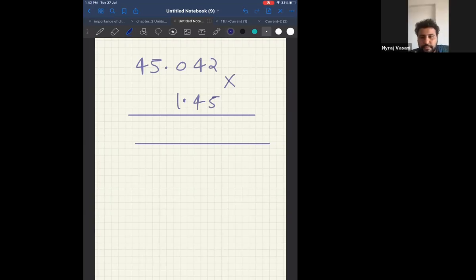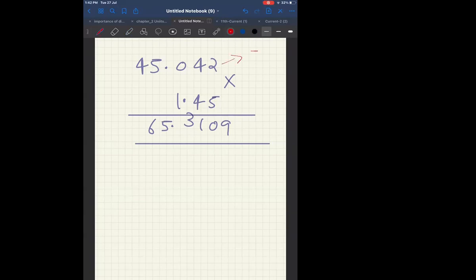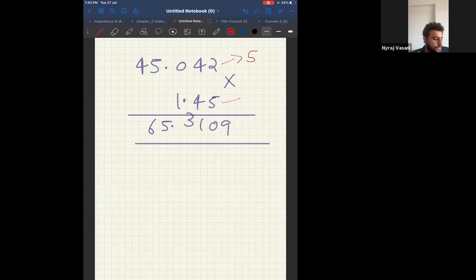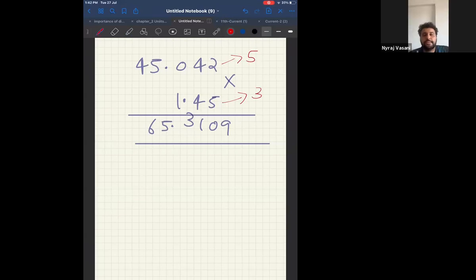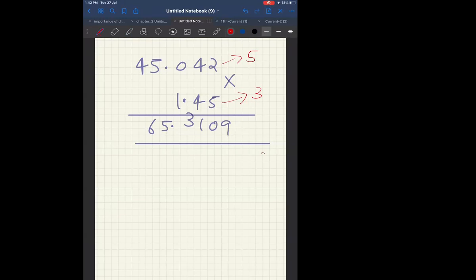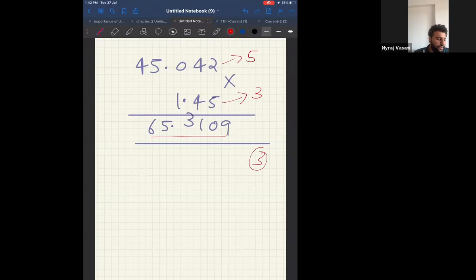Okay. Now, answer is 65.3109. Correct? All of you are getting this. Now, before that, you tell me how many significant figures are there in the first number? Five. How many significant figures are there in the second number? 3. Therefore, how many significant figures should be there in our answer? 3. So my answer is 65.3109.